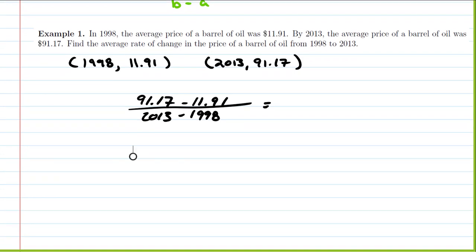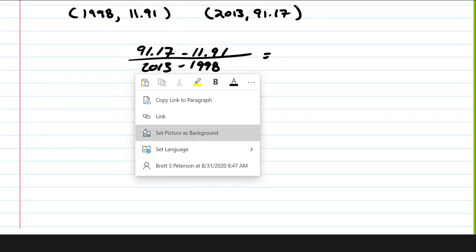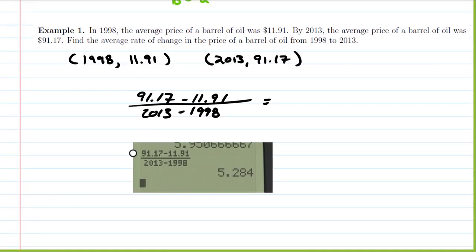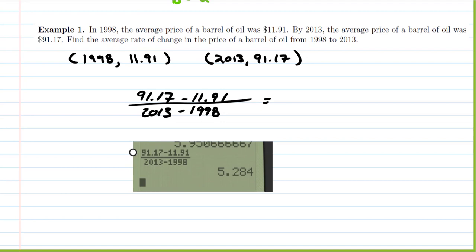So that would be our average rate of change per year. So in the context of this problem, what that represents is that on average, you would have to change by $5.28 per year to have the price of oil change from $11.91 to $91.17 in the course of 15 years. And that's dollars per year.